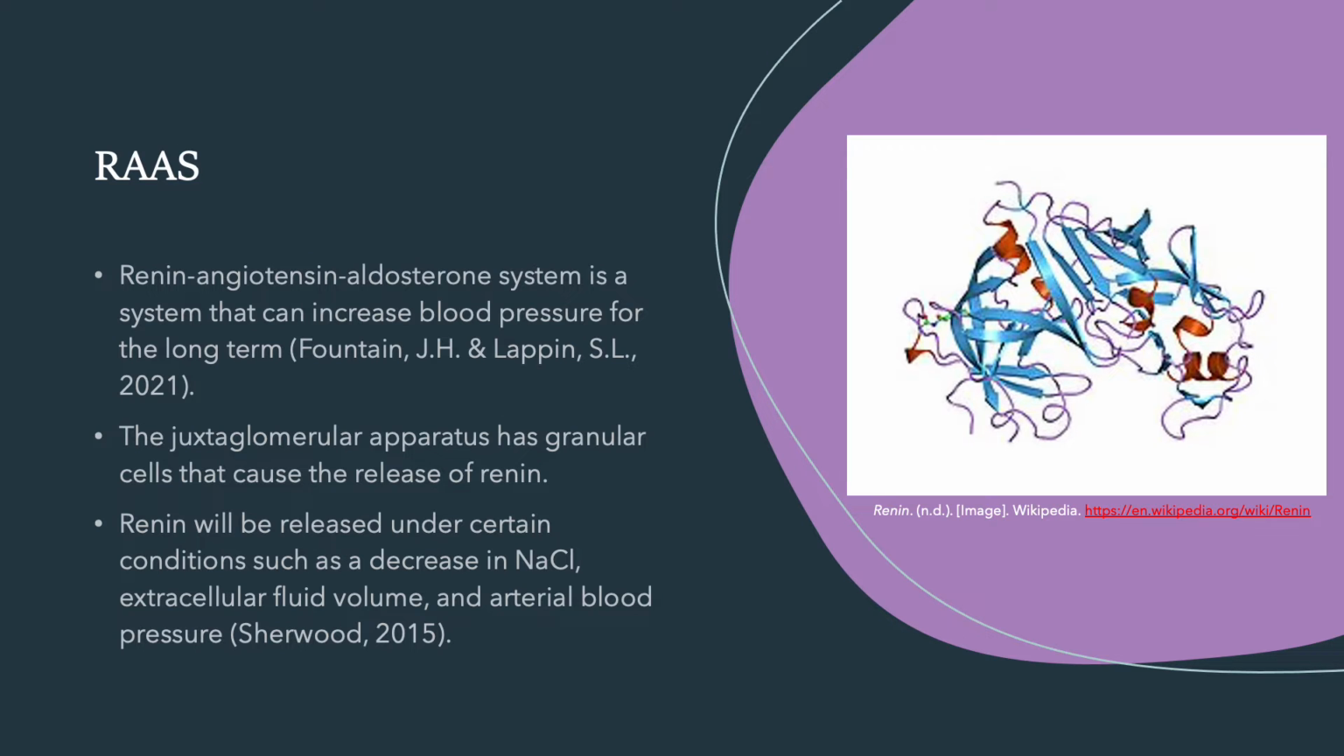RAAS, as stated previously, is the renin-angiotensin-aldosterone system, and it is a system that can increase blood pressure for the long term. The juxtaglomerular apparatus has granular cells that cause the release of renin, and this is what renin looks like molecularly. Renin is an enzymatic hormone.